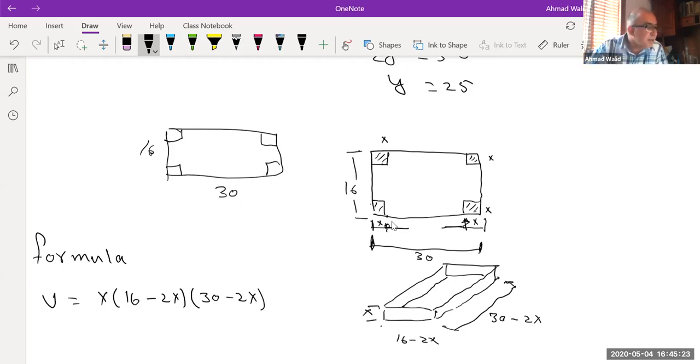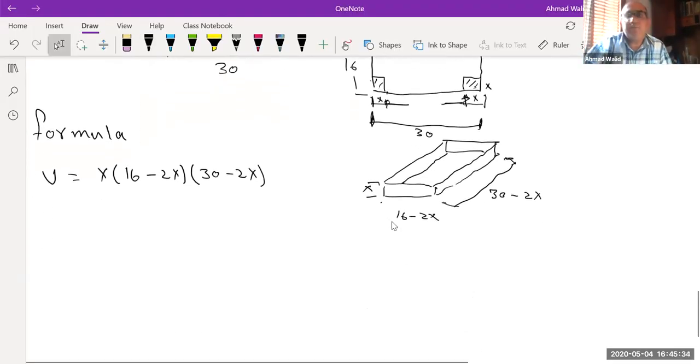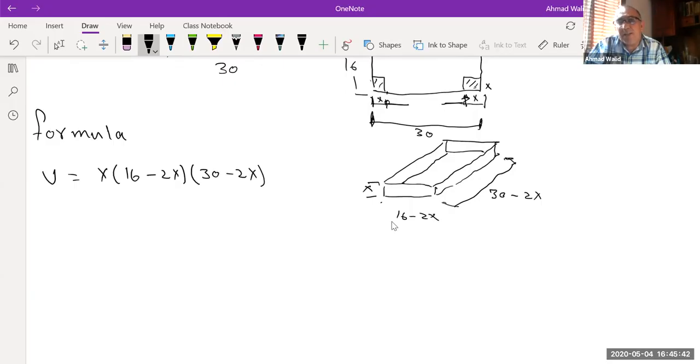Understand this part, how I put everything together to create a formula? Now, what is the next step? When I have the formula, what should I do? Find the first derivative of this function, right? It means find the slope of the tangent line. It means find the v prime.